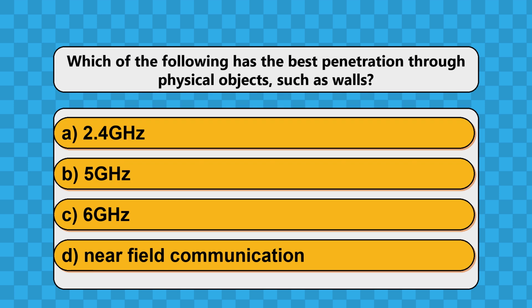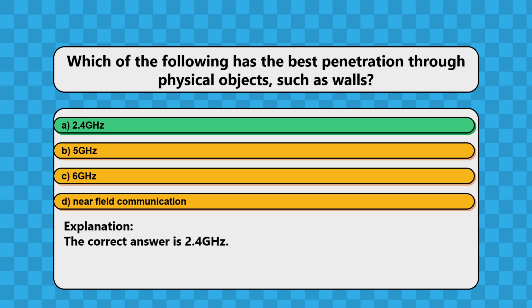Question 2. Which of the following has the best penetration through physical objects, such as walls? Option A. 2.4 GHz. Option B. 5 GHz. Option C. 6 GHz. Option D. Near-field communication. The correct answer is option A. 2.4 GHz.